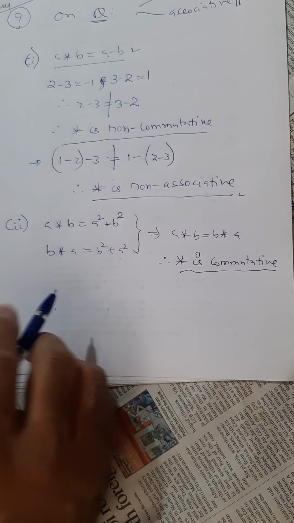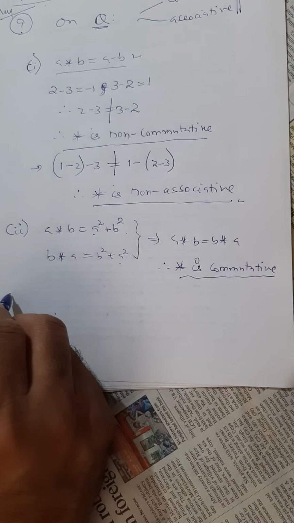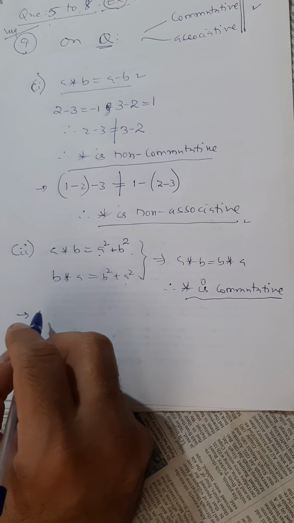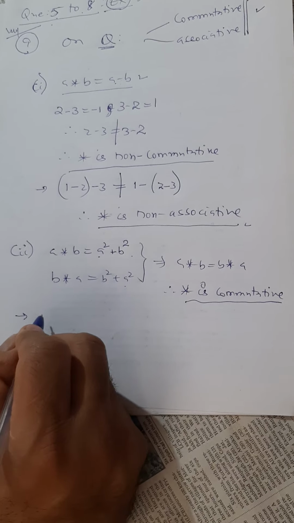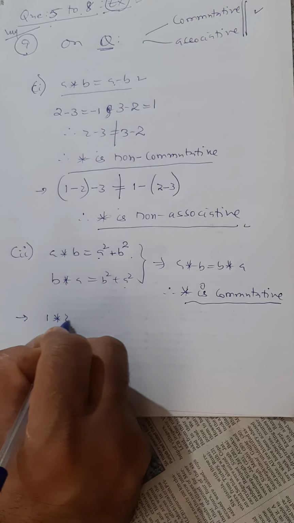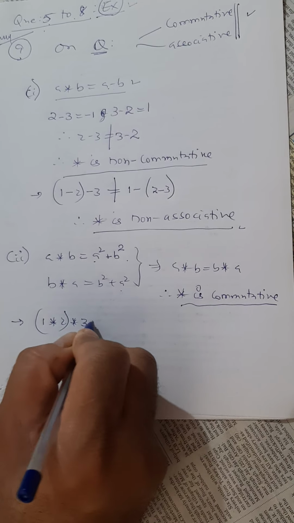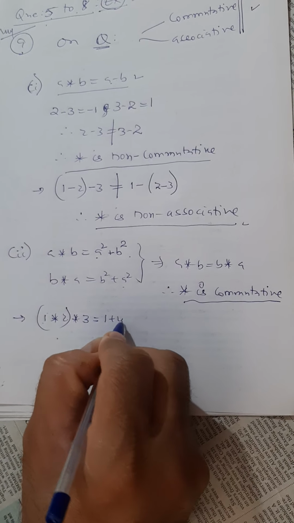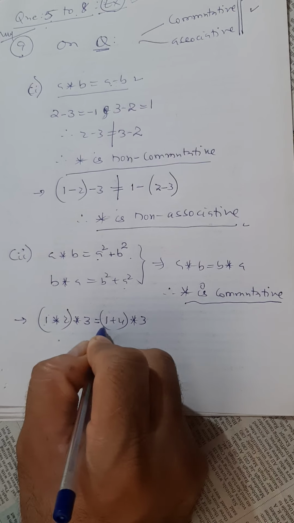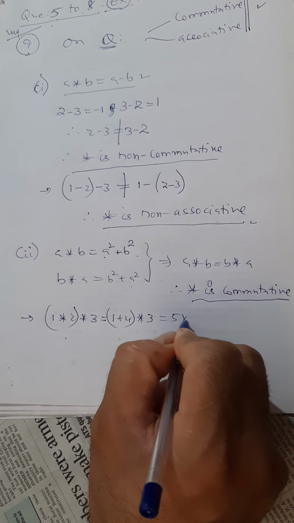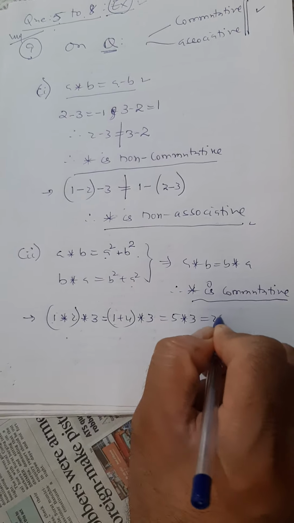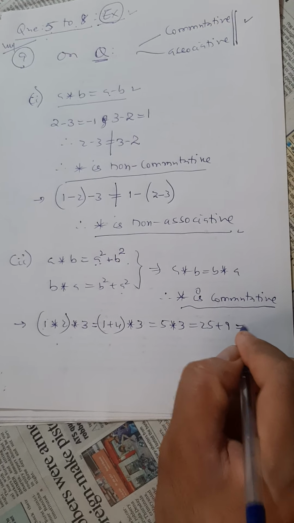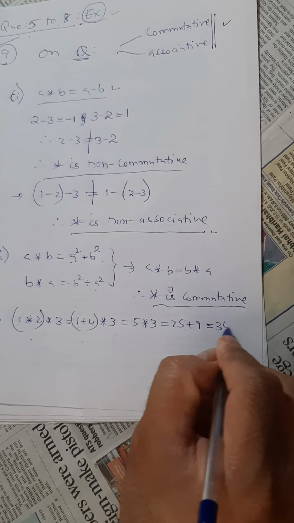Now here, being a square, associativity seems to be doubtful. Let's find (1 star 2) star 3 here. So what is 1 star 2? That is 1 square plus 2 square, which is 5. So 5 star 3. Now this is 25 plus 9. Definition is a square plus b square. So you know this is 34.